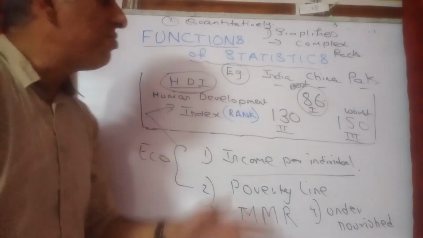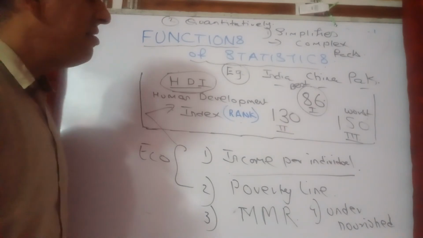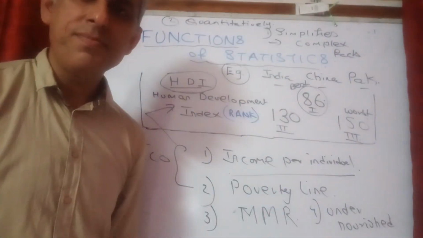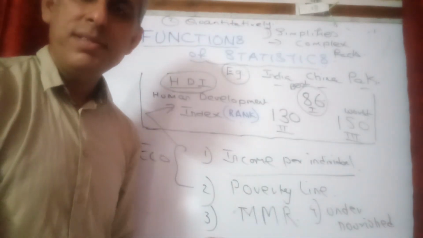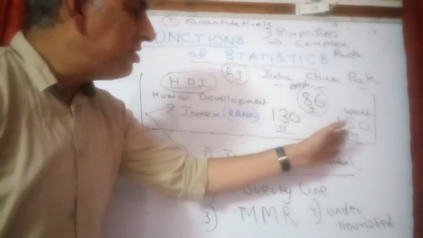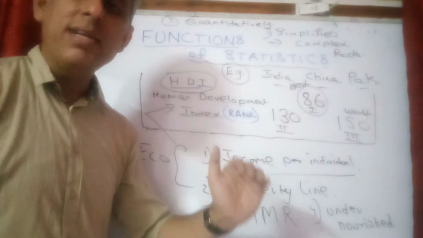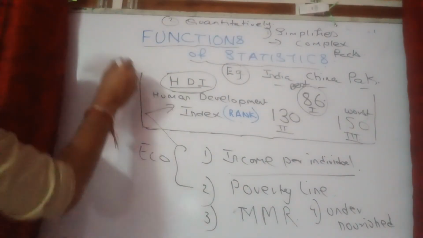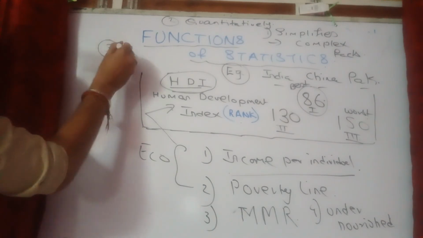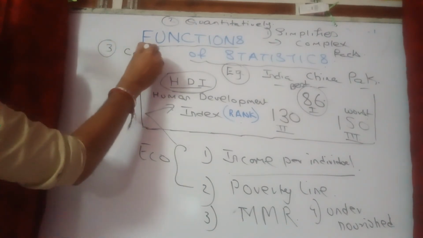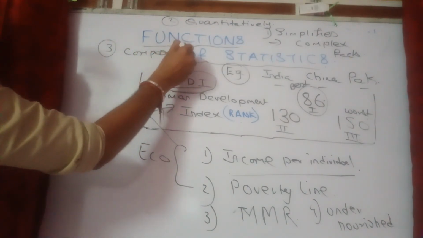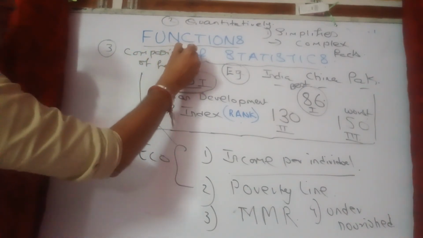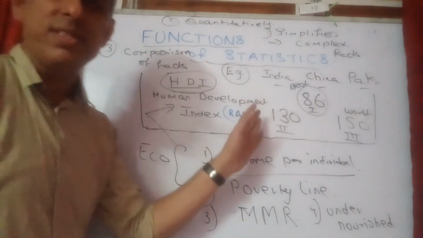And the third one, which you can witness from this example, is that very easily we know where we stand in comparison to China. Far lesser, right? But in comparison to Pakistan, we are a few notches ahead. So, what is the third function which I can quote as far as statistics is concerned? It helps in comparison of facts or the data. So, three functions coming through these examples.